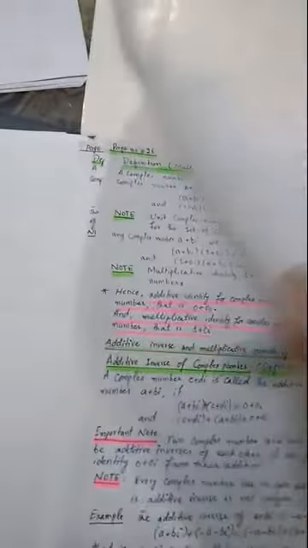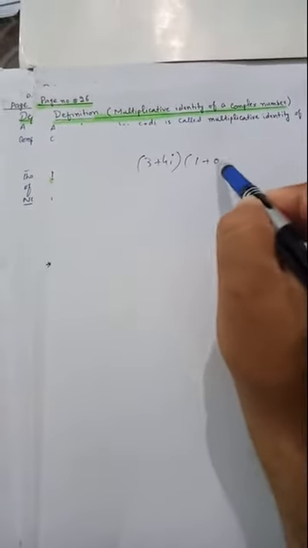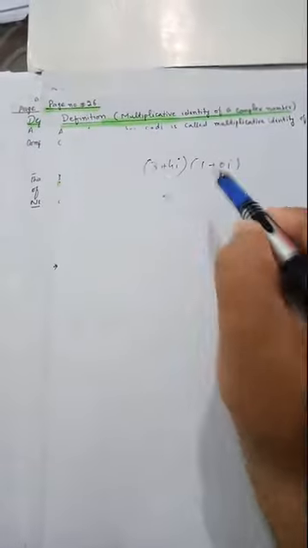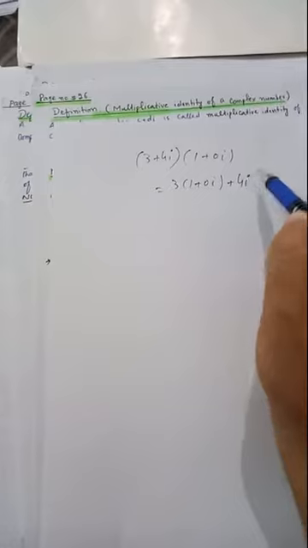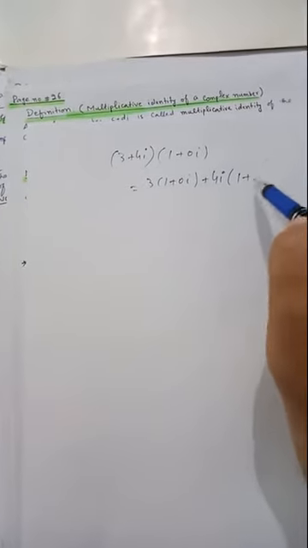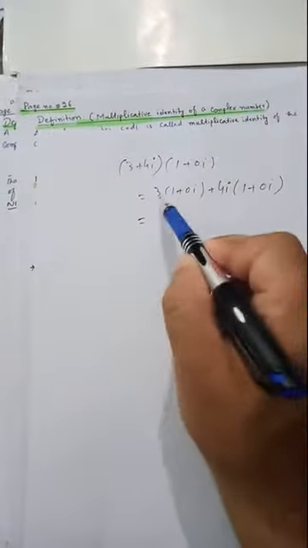Now if I want to verify this, it is very easy. Let's say I take 3 plus 4 iota and I am multiplying it by 1 plus 0 iota. So 3 will be multiplied with 1 plus 0 iota, then 4 iota will be multiplied with 1 plus 0 iota. This is called horizontal multiplication.